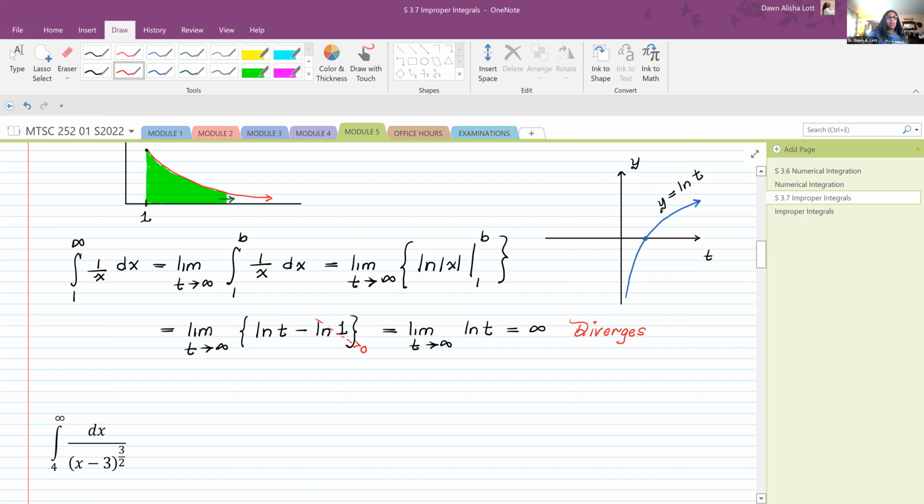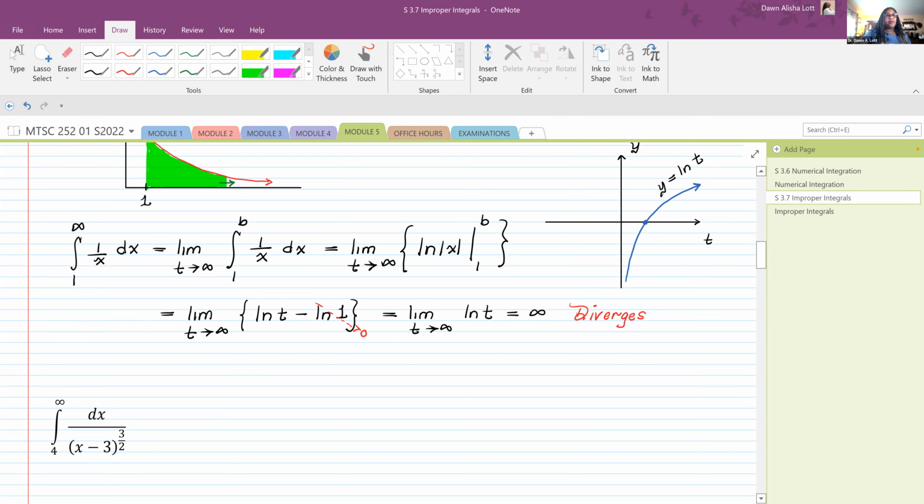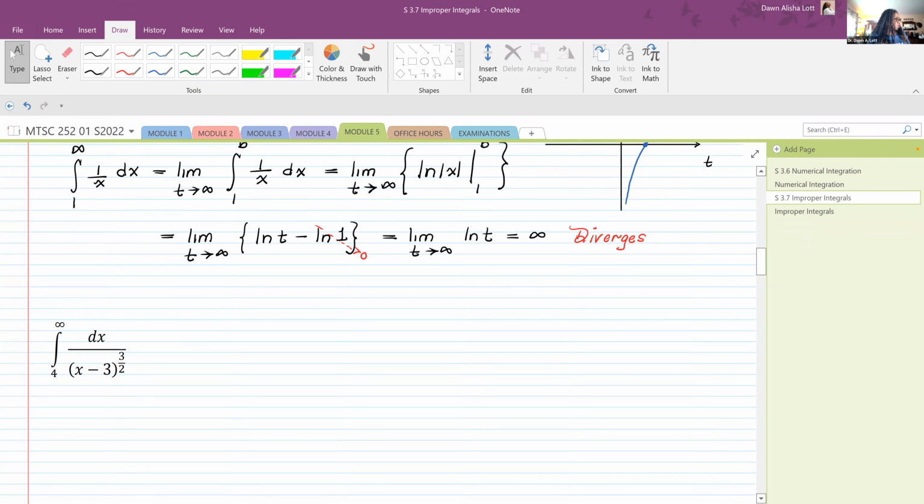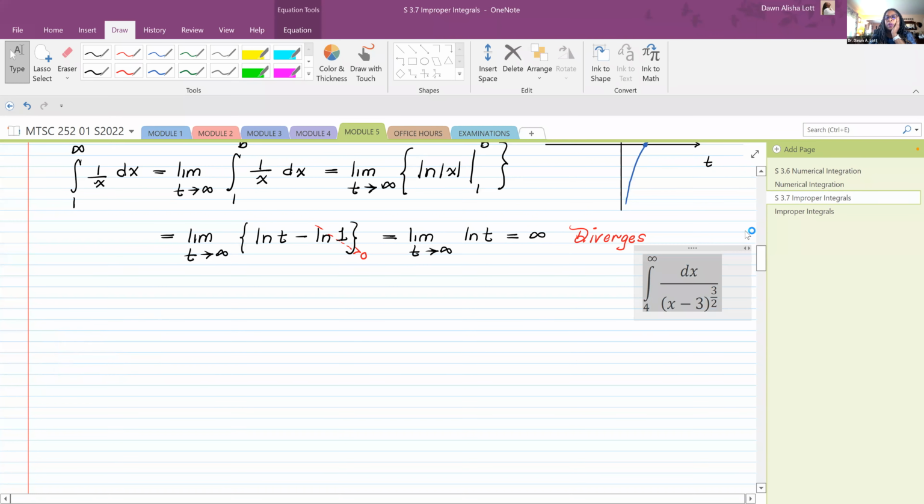Okay. Now I had another example to do. Maybe I'll do the other example first, and then I like this example, so we'll slide this in somewhere. I'm not sure where.